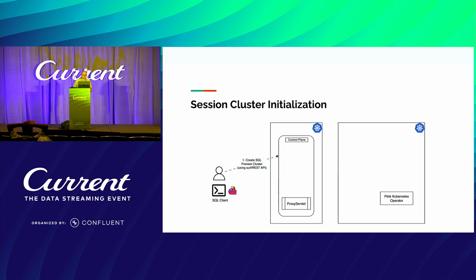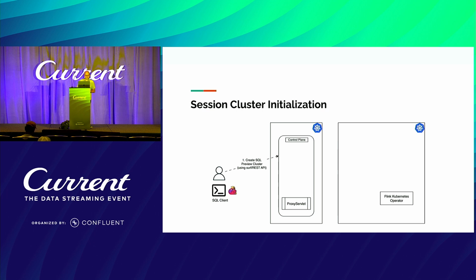On the screen you see we have the SQL client. It might run on a separate EKS cluster, and then we have two other EKS clusters. On one of these EKS clusters, you see the control plane, which we can simplify as a kind of web service, basically a web server, which also has a proxy servlet in it. I'll describe why the proxy servlet is needed there.